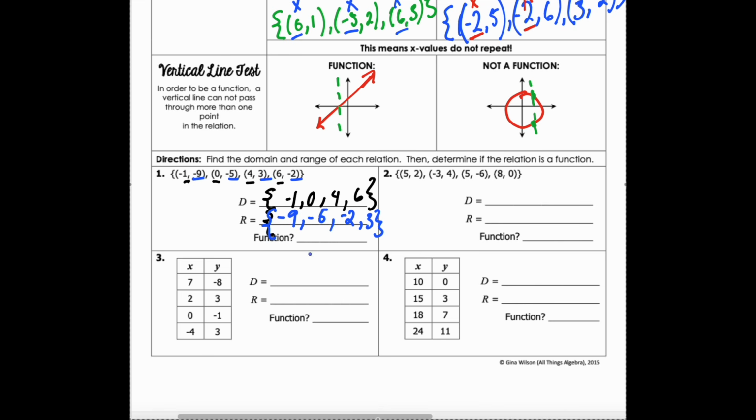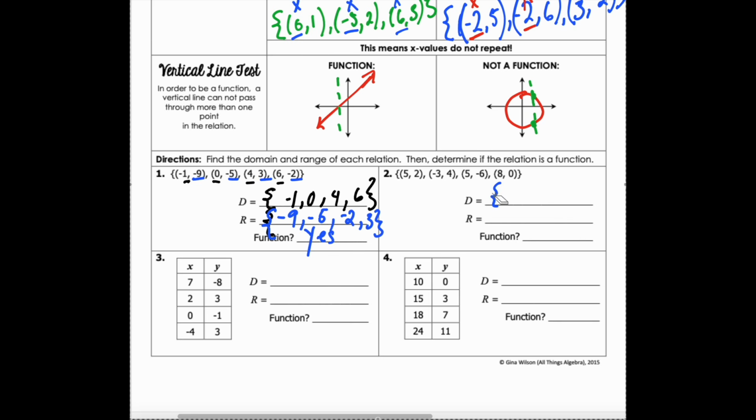Now we have to look at this, and they're asking, is this a function? Well, all we need to do is look at our domain and make sure that nothing is repeating. And we can see it is not repeating. All of our domain numbers, all of our x values, are different. So we can say, yes, this is a function. Okay, let's take a look at number 2.